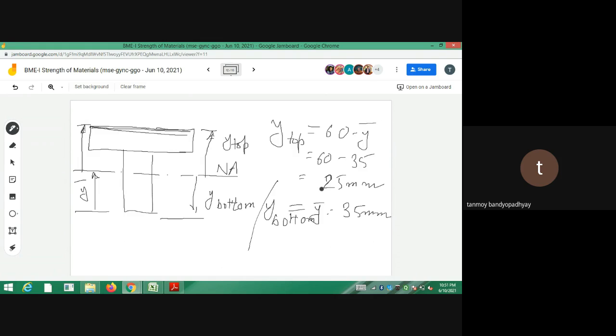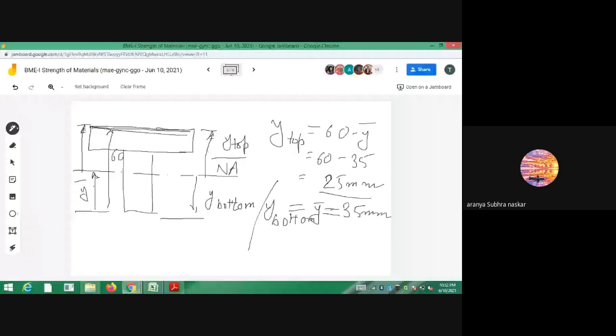So how will Y top be found? This entire length is 60. So up to this is 60 minus Y bar. If we do 60 minus Y bar, we'll be getting Y top. So 60 minus Y bar is your 35, so we should get 25. What is the confusion there? I cannot understand.